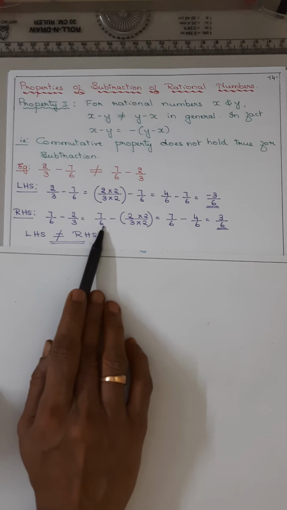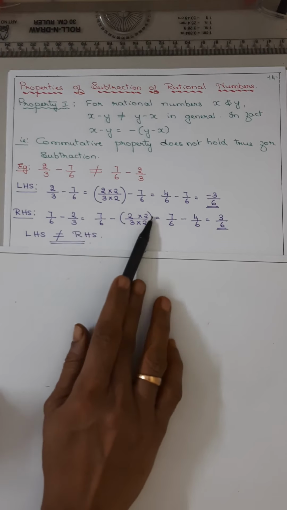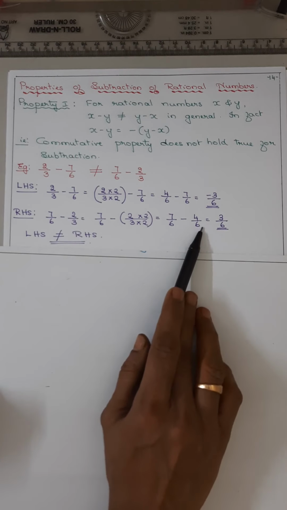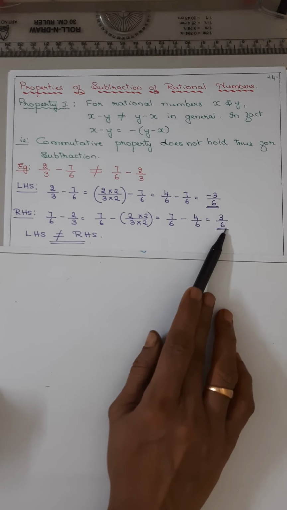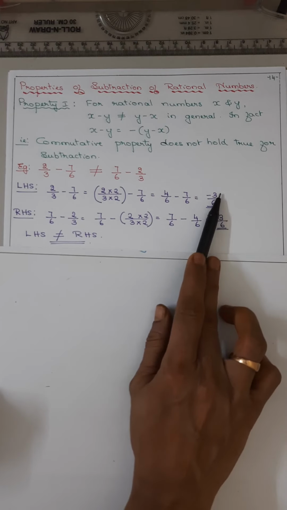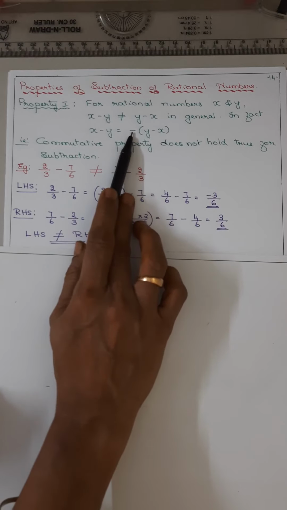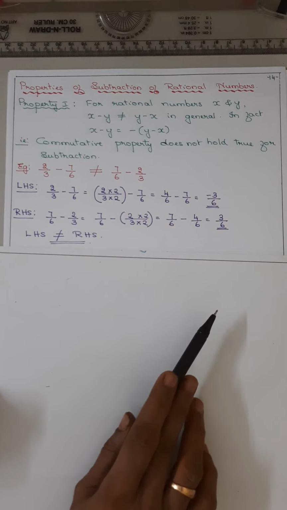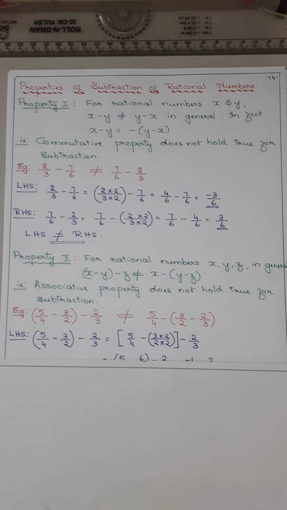लेकिन 7/6 minus 2/3 करेंगे. 7/6 as it is रहेगा minus 2/3. 2 3s are 6, 2 2s are 4. It becomes 4/6. So 7 minus 4 you get 3/6. See, this is minus 3/6. This is 3/6. That's what they told. So the answer will be opposite. So LHS is not equal to RHS.